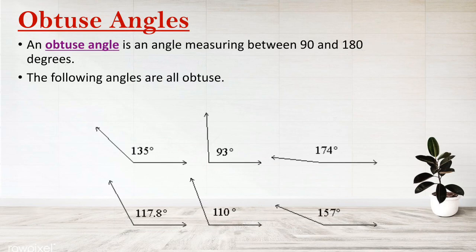The next one is the obtuse angle. Obtuse angles are those angles which are greater than 90 degrees but less than 180 degrees, or angles whose measurement is between 90 and 180 degrees. You can see that all these angles are greater than 90 degrees but less than 180 degrees, so these angles are obtuse angles.